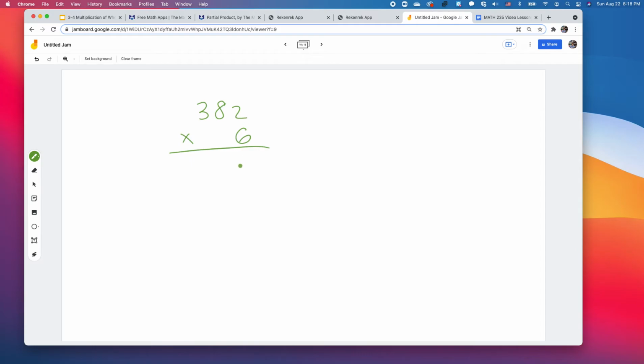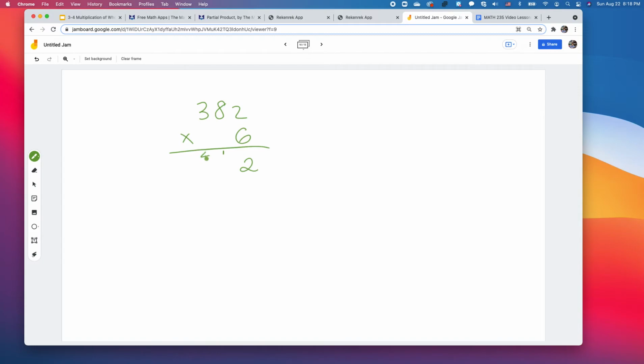So 2 times 6 is 12. There are a lot of different ways of writing. I would like to put that 10 right here in the tens place, but still as the partial product here. Some people put it here, but I think it's kind of confusing to me, so I prefer it here. 2 times 6 is 12. 6 times 8, this 8 is 8 tens, so 48 tens.